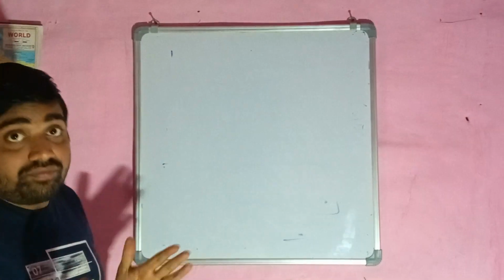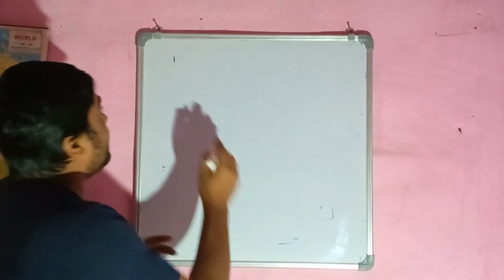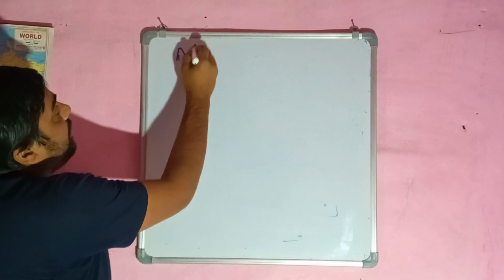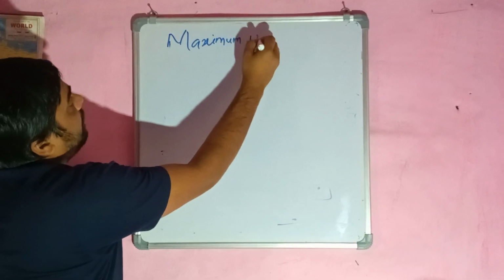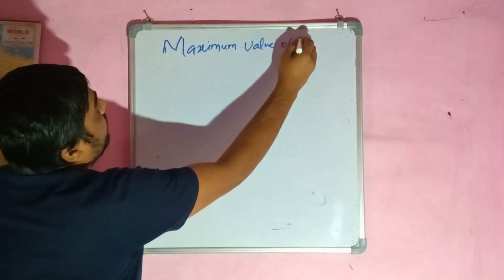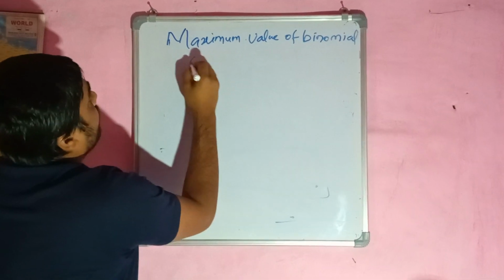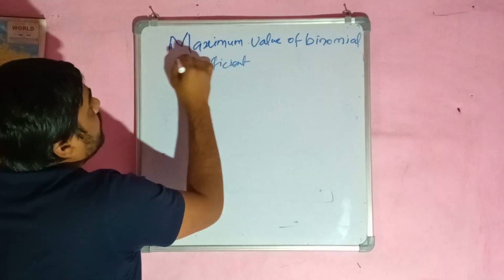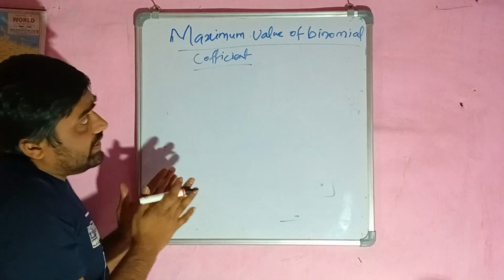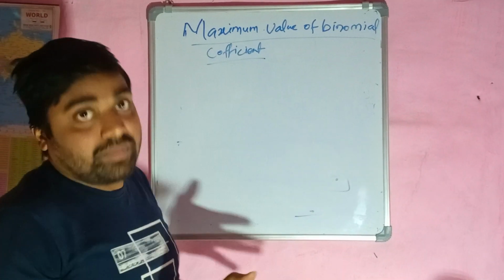Now friends, if you have to find the maximum value of binomial coefficient, see, now put the heading: maximum value of binomial coefficient. So this is simply at which r the value of coefficient will be maximum.